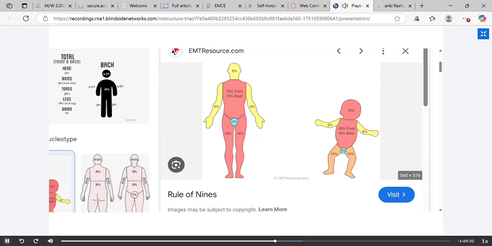Okay. So this is really important because it's a way for us to quickly estimate. Because when we're doing our hospital reports and we say, yes, this patient is suffering from a second-degree burn, they need to know how much of the body was affected. And so that's where this rule of nines comes from. You can say approximately 28%, or 27% or 18% or whatever it is.